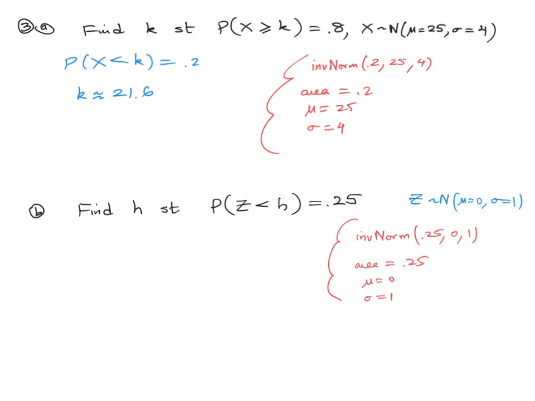And now when I round my value h to the appropriate 3 sig figs, I get negative 0.674 because it was negative 0.67448, etc. So this is now the required 3 sig figs value for h. And that is the end of the lesson.